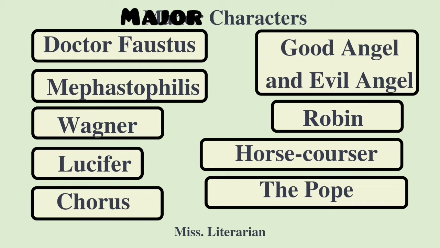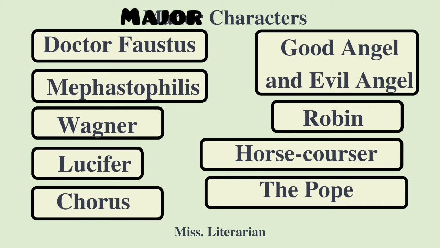Next is Good Angel and Evil Angel. These are a pair of angels who appear on stage every time when Faustus wavers in his resolve or when he wants to consider repenting. These 2 angels usually deliver contradictory messages: one will promise God's forgiveness and the other angel will convince him to embrace the powers and treasures of dark magic.